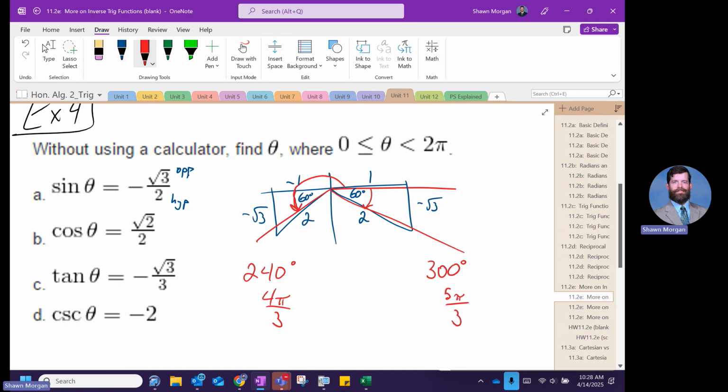Again, I don't have that memorized. I just count around: 1, 2, 3, 4, 5, 6, 7, 8, 9, and then 10. 10 pi over 6 is 5 pi over 3. So these would be our two answers for that example. Those are the two angles between 0 and 2 pi that produce an output ratio of negative radical 3 over 2 for the sine function. Okay, question.